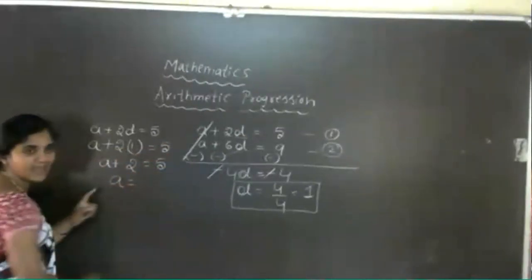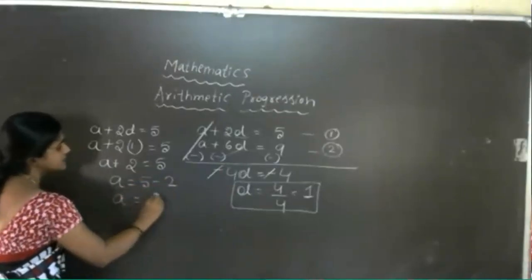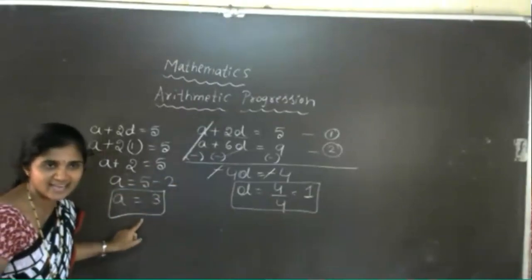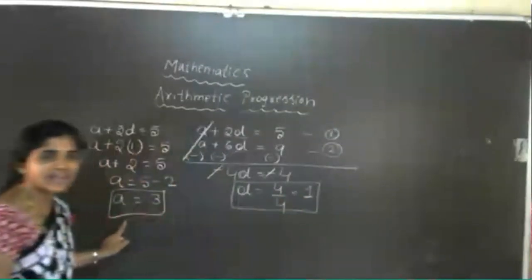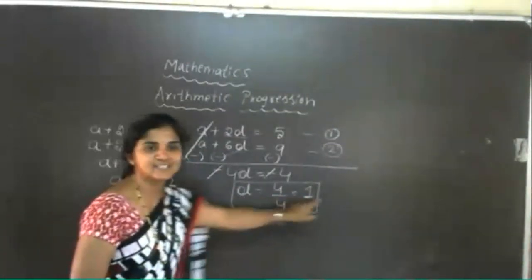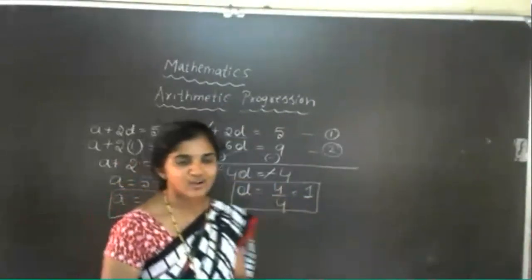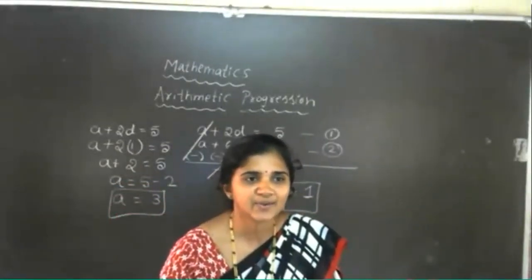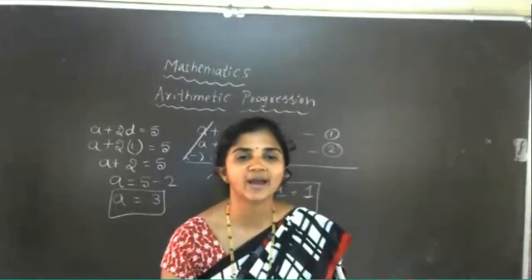Then what is the value of A? A is equal to 5 minus 2. A is equal to 3. Now, got the idea? So we got A is equal to 3 and D is equal to 1. Now A is nothing but the first term of the AP, and D is the common difference. We got A and D. What is our question? Let us move on to our sharing part again. So we got A is equal to 3 and D is equal to 1.